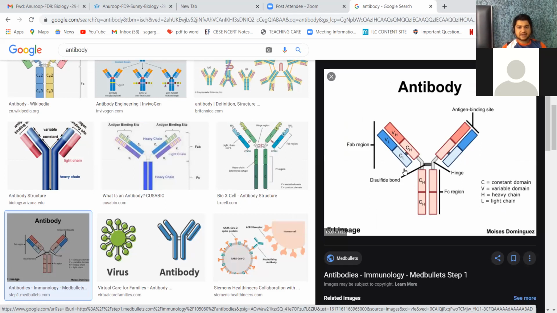And all are connected with a disulfide bond. Disulfide means SS bond. Can you just see that it is saying antigen binding site? I told you, antigen binding site, and it's variable because it is getting changed to accommodate the virus. Are you getting my point?